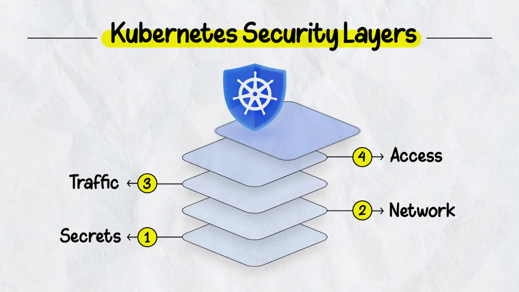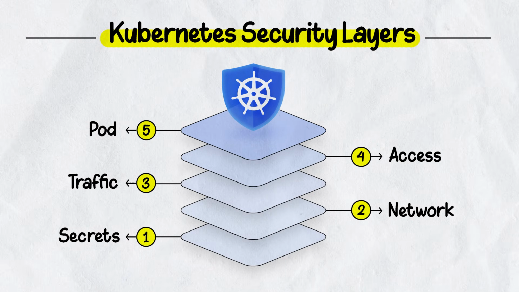Now, the last layer is what happens once they are inside. Layer 5 is all about your pod or workload security. In this layer, we focus on protecting what's actually running inside your cluster, and knowing if something goes wrong. Let's start with a problem that most people don't think about.